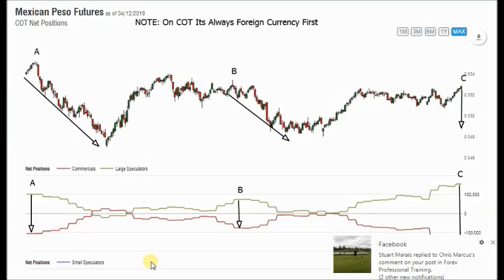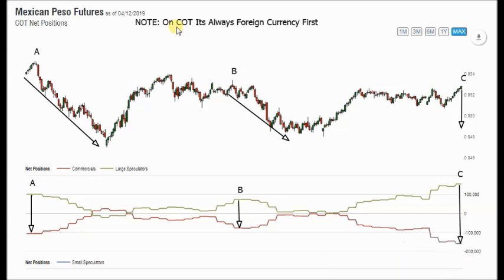Right, we're going to go take a look at the trade setup and we look at the COT net traders data first. Right, we're on the COT net traders data for the Mexican peso, and in terms of COT, it's always the foreign currency first. You've got MXN USD on this chart. We obviously trade USD MXN, so I'll reverse the chart around in a moment.